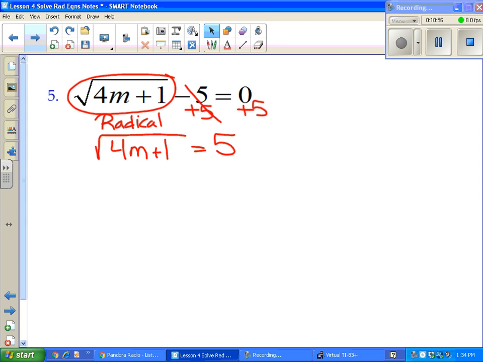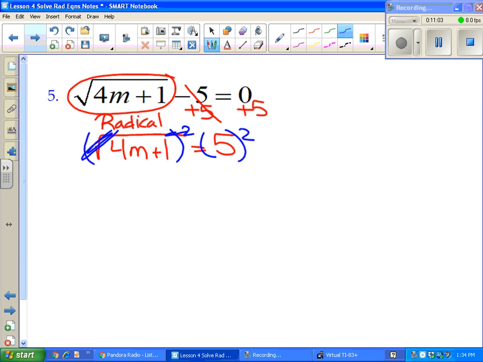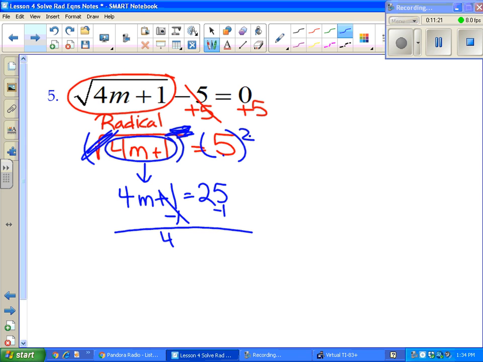Now what I want to do is square both sides, and I'm squaring the entire thing. So the entire square root cancels with the square, and everything that was in there comes out. So the 4m plus 1 comes out, 5 to the second power, 25. Now I have a little equation with no square roots that I should be able to solve easily. Minus 1 from both sides, 4m equals 24. Divide both sides by 4. M should equal 6. Okay?